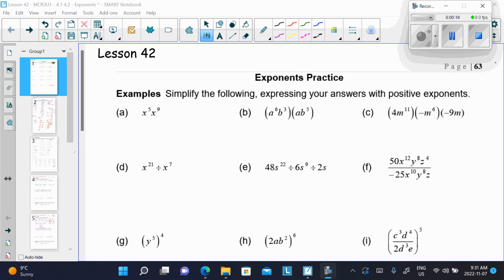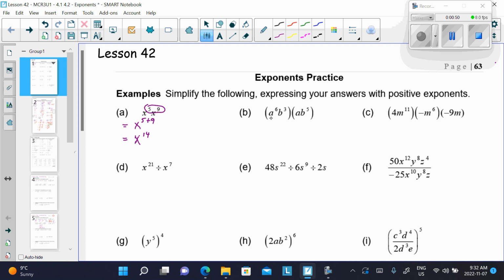Question A, we are multiplying x to the exponent of 5 by x to the exponent of 9, and the rule is when you're multiplying, you add the exponents. So we need to add the 5 and the 9 together. And please show your work for all these questions. I do have the final answers for the assignment at the bottom, so I'm asking you to show your steps. Okay, so that's going to be x to the 14.